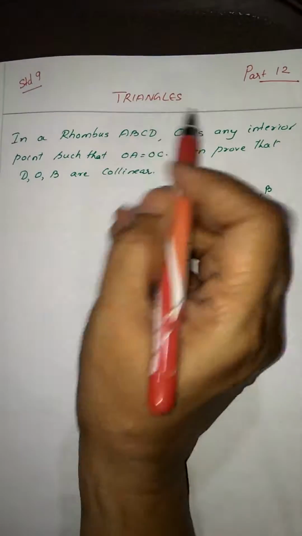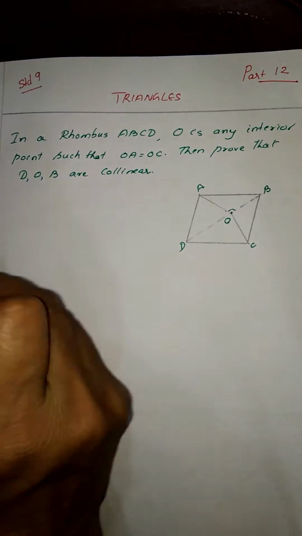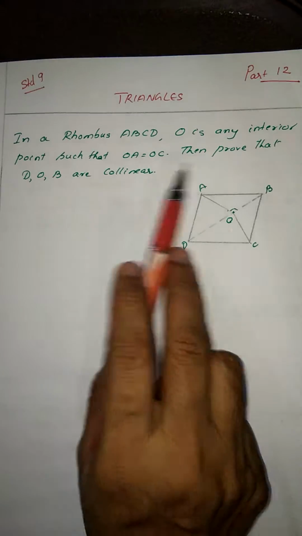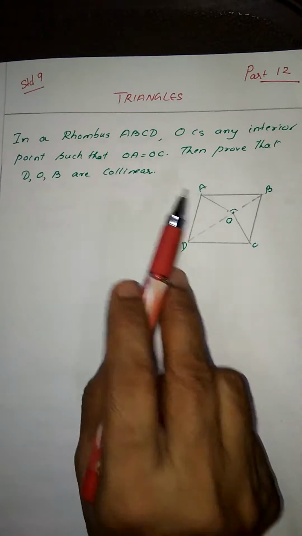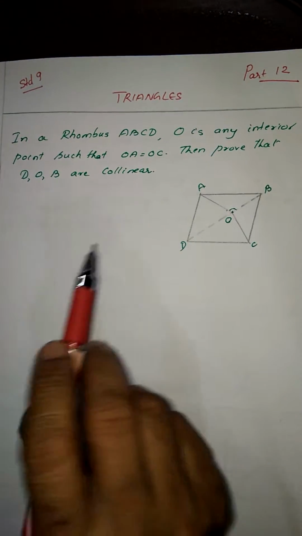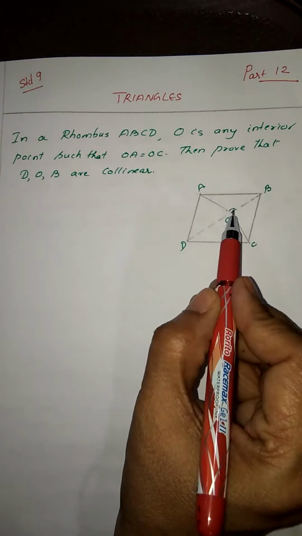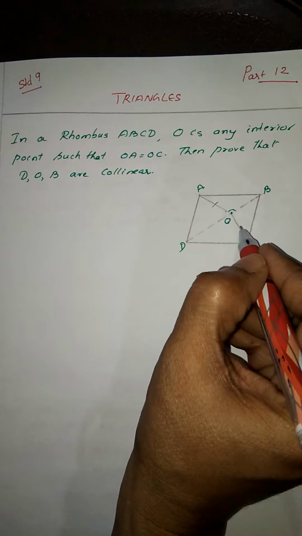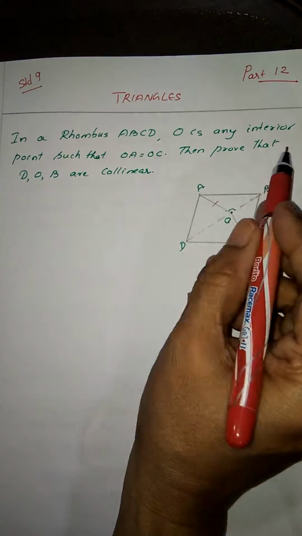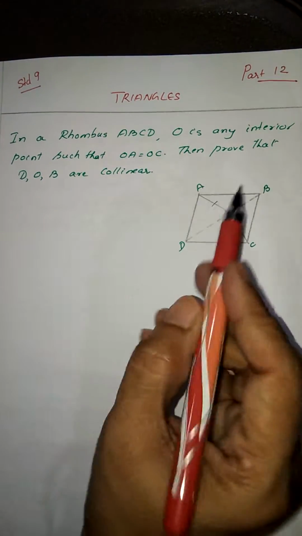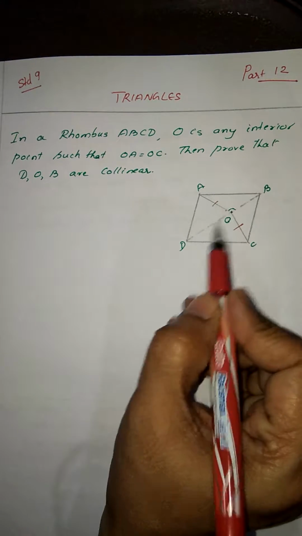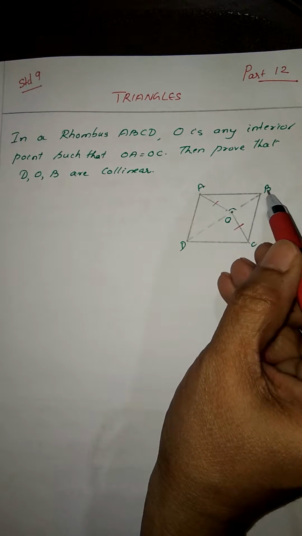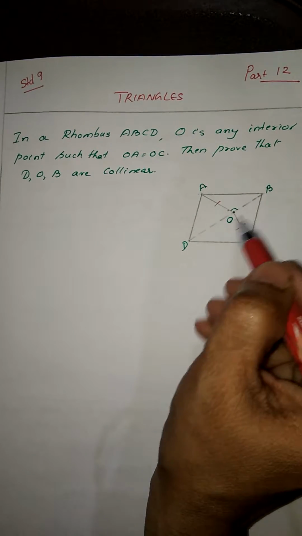The chapter is triangles for standard 9. The question is: in a rhombus ABCD, O is any interior point such that OA is equal to OC. So this is the point O, it is any point. OA is equal to OC is given. Then prove that D, O, B are collinear. That means all the points will fall on a straight line.